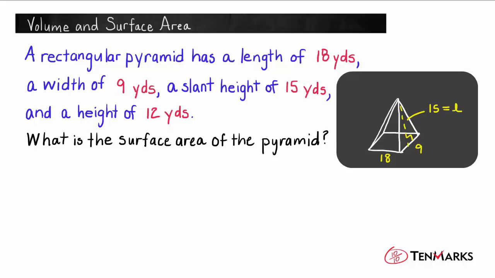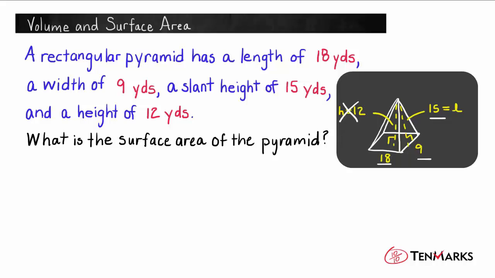We're also given that the height of the total pyramid, the inside height, is going to be 12 yards. Now that's the distance from the highest point down to the base. It makes a 90-degree angle with the base. So this piece in here is 12 yards, and typically that is denoted by H. Now we're being asked for surface area, and one of these values has nothing to do with surface area. The inside height has to do with volume, not surface area, so we can get rid of that. We needed the 15, the 9, and the 18.